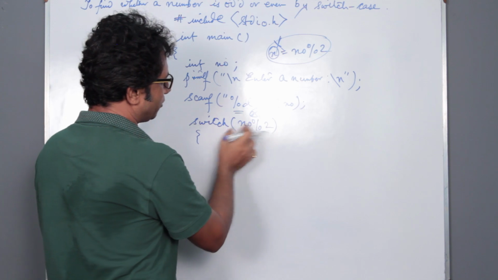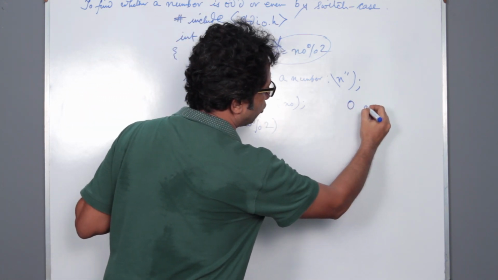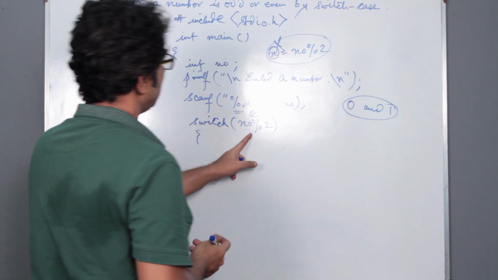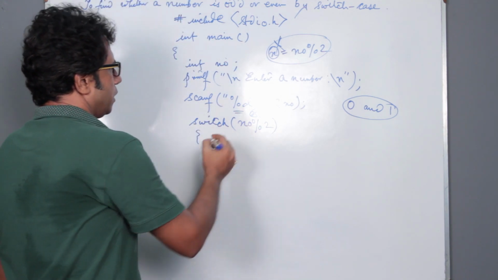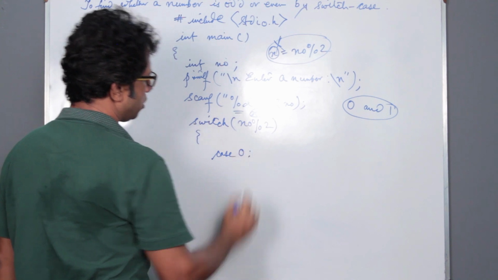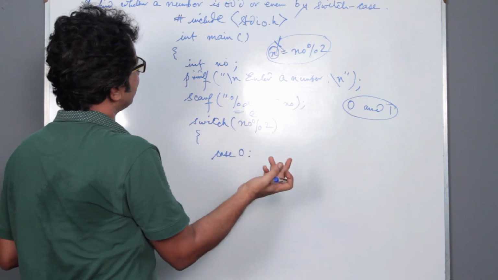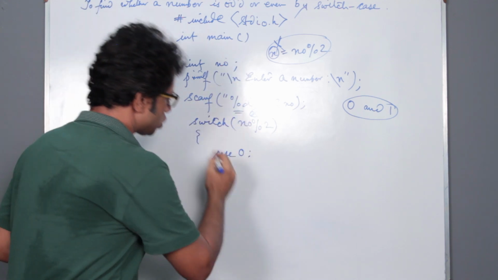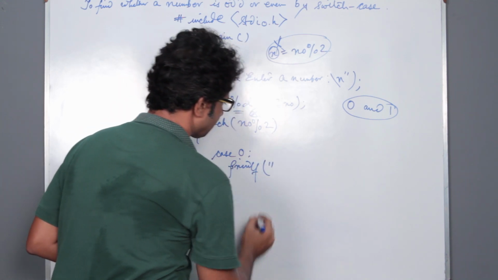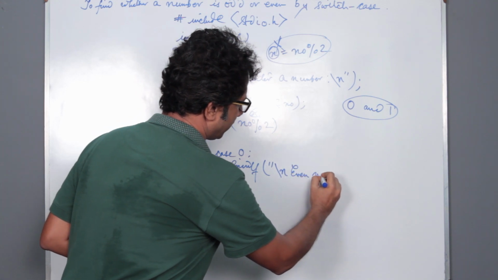As we know, there are only two possibilities, that is 0 and 1, because a number when divided by 2 only yields two remainders. So we will have a case called case 0. Case 0 deals with the even number case. So we are going to printf, new line, even number.